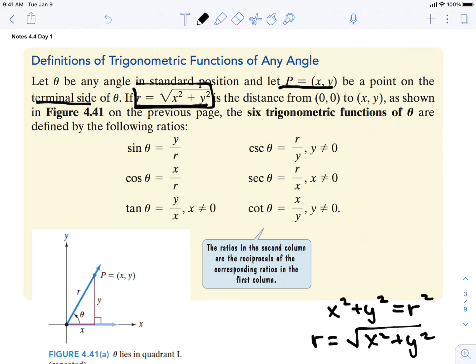So these are the 6 trig functions. To find the sine of that angle, you would take y over r. To find the cosine, we would take x over r. To find the tangent, we would take y over x, and then that x cannot be 0, which makes it undefined. And then these 3 are your reciprocals to the big 3. And then these on the left are your big 3.